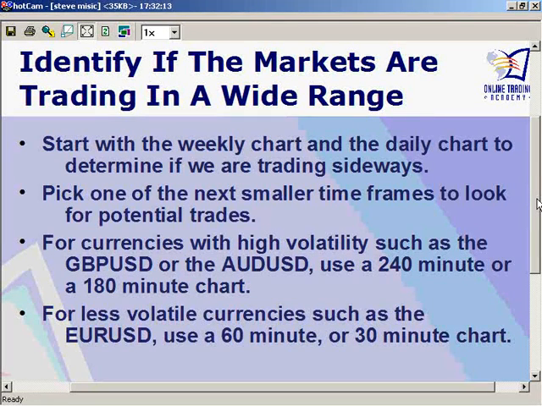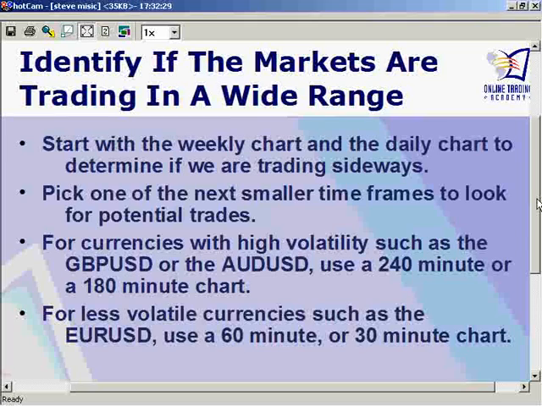All right, so start with your daily charts or a weekly chart. Determine if you're trading sideways, and then pick which one of the smaller time frames you want to use for the potential trades. And here's an answer to your question, and it was a really good one, Taro.